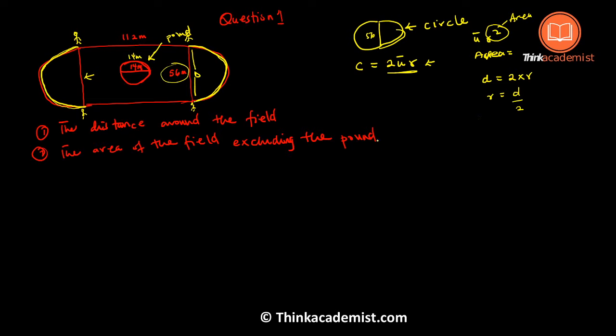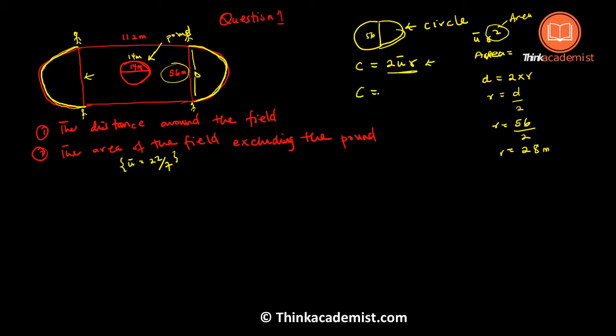Okay? So let's establish radius equals what? Diameter divided by 2. So our diameter, which is 56, will be 56 over 2 in order to give us the radius. When we do our calculation, we'll get 28 meters. Okay, so our radius is 28 meters. Pi has been given to us to be 22 over 7. Okay, so pi is always 22 over 7.